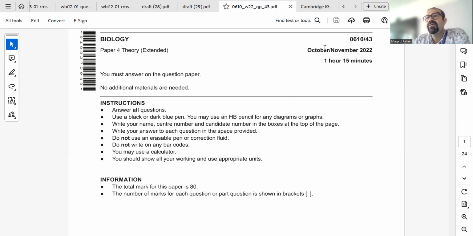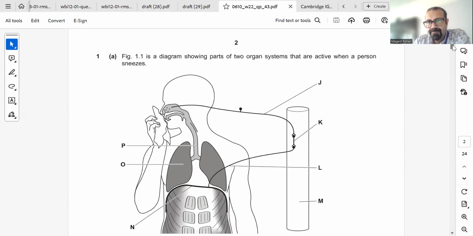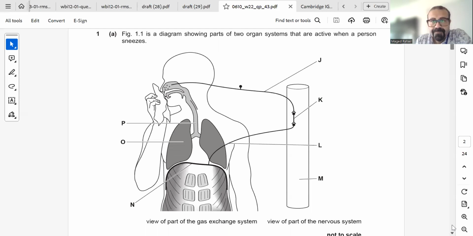This paper is 0610 variant, paper 4 variant 3. I don't know if you have this paper in your past papers booklet or not, but anyways, if you don't have it, I will send the paper on the group in order to answer it with the marking scheme. The first question was in the mock. If you remember, this question was in the mock where some students made some mistakes in labeling.